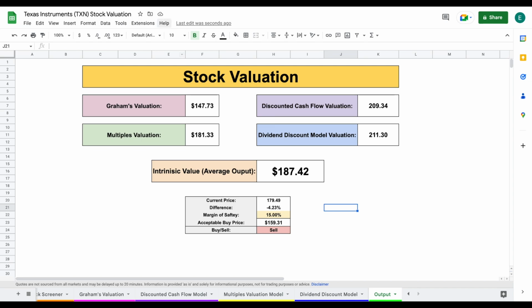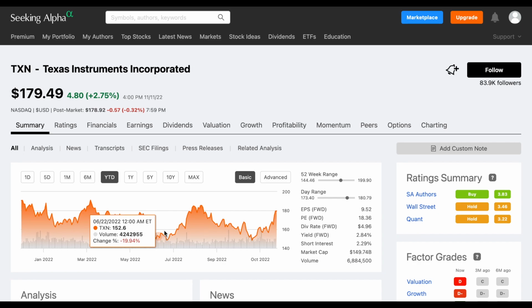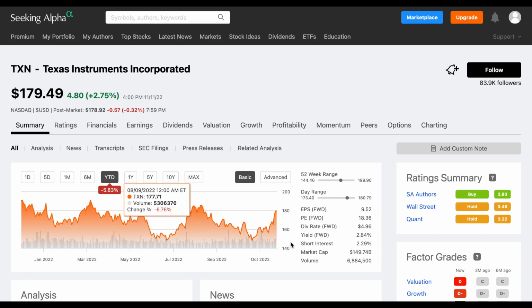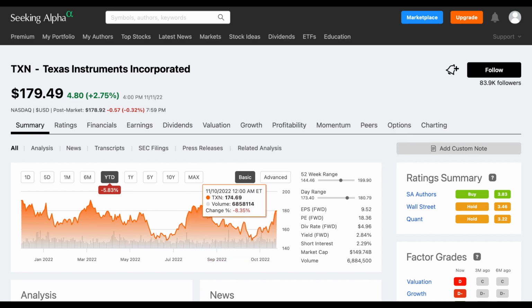meaning it's not quite at that buy range. So if we jump back over to Seeking Alpha, what you will notice is we've had multiple opportunities where it has been in that buy range over the past few months. It looks like during June we had that opportunity, and just about a month ago we had that opportunity as well, before the most recent run up in the stock price for Texas Instruments.